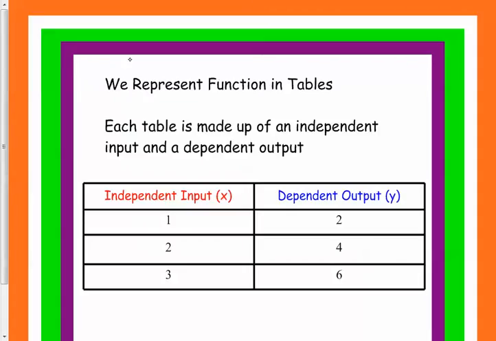Okay, so we represent functions in tables and on graphs, but we're going to focus on just the tables. Each table is made up of an independent input and a dependent output. So the input is plugged into something and an output is then created. So in this case, 1 is plugged in and 2 comes out. 2 is plugged in and 4 comes out. 3 is plugged in and 6 comes out.